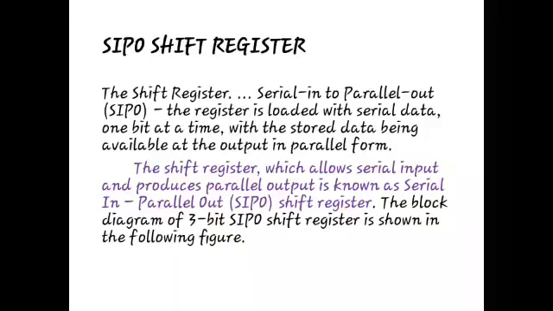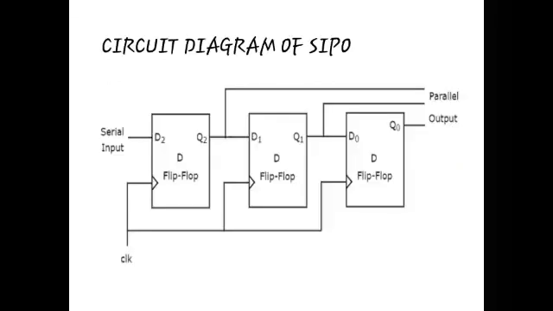Now we are going to see about serial input with parallel output. The shift register which allows serial input and produces parallel output is known as serial input parallel output register. The block diagram of a 3-bit SIPO shift register is shown in the following figure.